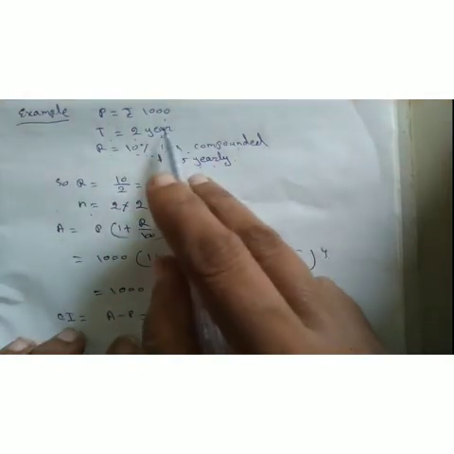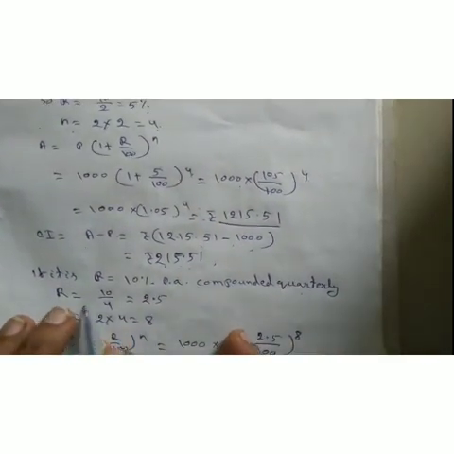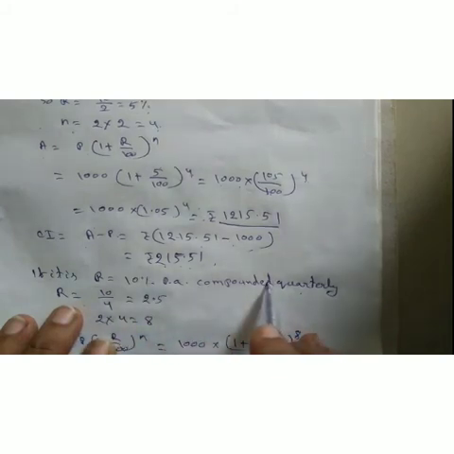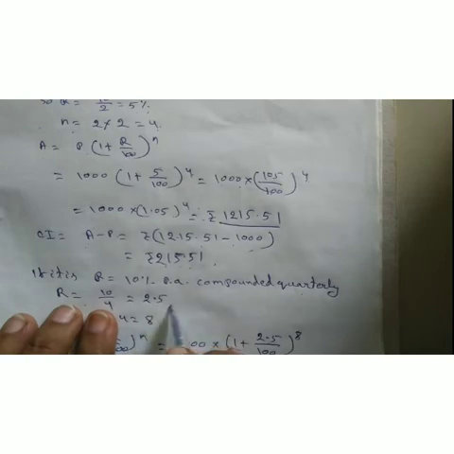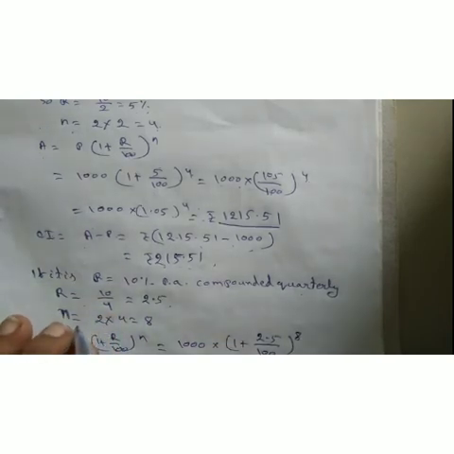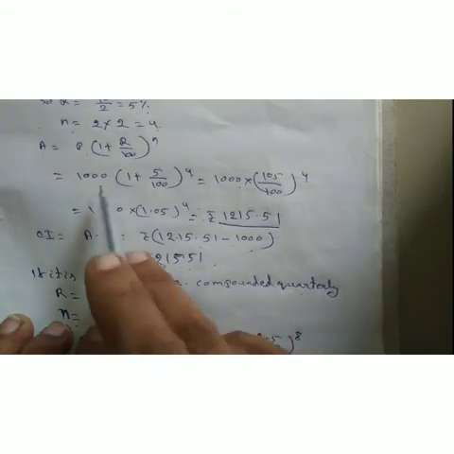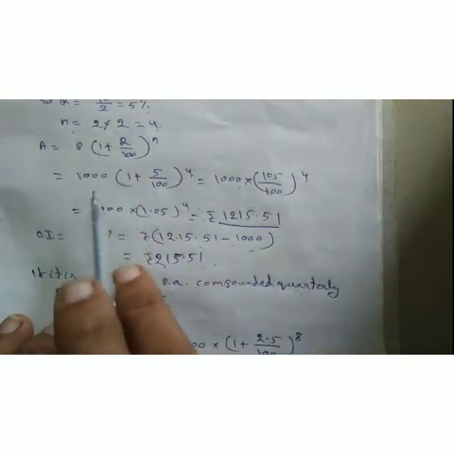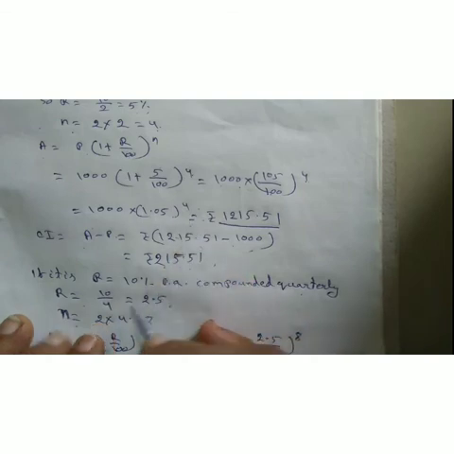In the same example, if it is compounded quarterly, the rate will be one-fourth. So 10 by 4 means 2.5. Then n is 4 times in a year. Here time is 2 years, so if a year is 4 times, 2 years is 8 times. So the interest will be calculated 8 times, so n is equal to 8.